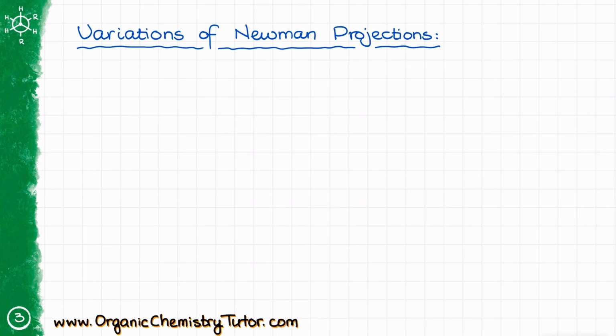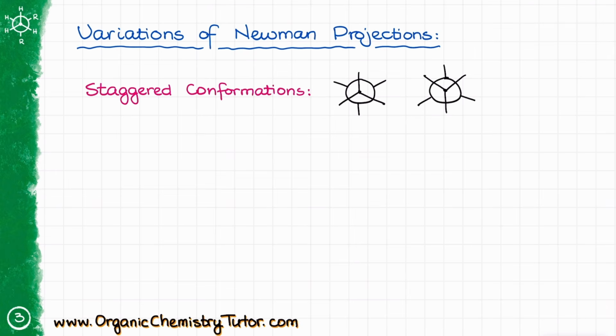Now, before we look at a few more examples, I want to go over a few variations of the Newman projections that you'll see in your class. We're going to see two versions of the staggered conformation: the one that looks like a peace sign, so this one, and the one that looks like a Y shape, so like that.